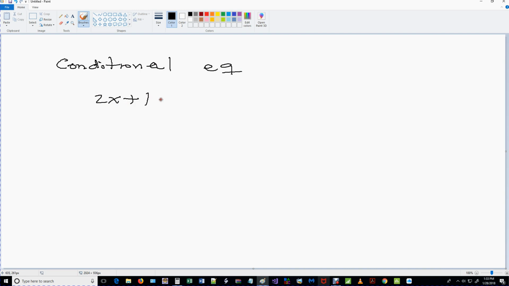For example, 2x plus 1 equals 7. Now this is conditional because it is only true for one value of x, right? If you simplify this one, you will get x equals 3. And this is easy to see, right? Because 2 times 3 is 6, plus 1 is 7. So this is conditional because there is only one value that makes the equation true. In this case, the only value is x equals 3.